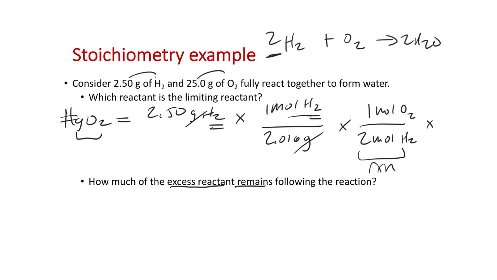And then the last step would be 1 mole of O2. Since I want to compare it to the 25 grams of oxygen that we have present, I want to convert moles of O2 to grams, at 32.00 grams per mole. And so I calculate that I need 19.8 grams of O2 to react with this quantity of 2.5 grams of hydrogen.